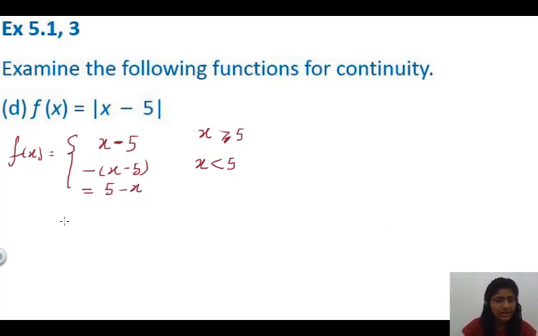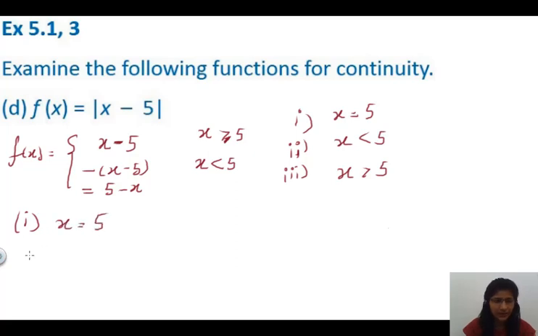So now let us see what are the cases that can be formed here. We have to check the continuity of this function at x equals 5, x less than 5 and x greater than 5. Let us go with the first case, which is at x equals 5. So f of 5, as you can check, will be 5 minus 5, which is 0.